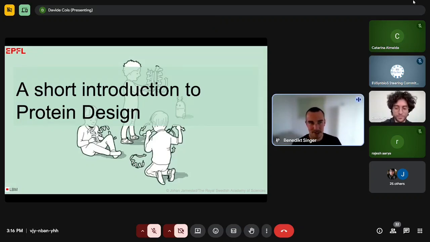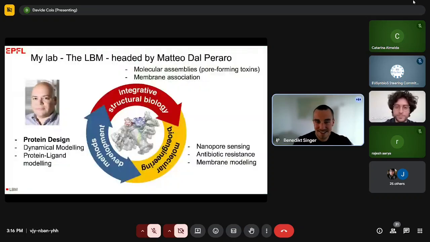So yeah, as Davide already mentioned, I'm working in the lab of biomolecular modeling. Next slide, please. The lab is headed by Matteo Dal Peraro, and we work on a lot of different things. We also have a group which works on molecular assemblies or membrane proteins which are in the membrane, and a group which works on nanopores. But there's one small section which I'm part of, which does protein design, and we are located on the beautiful Lac Léman. Next slide, please.